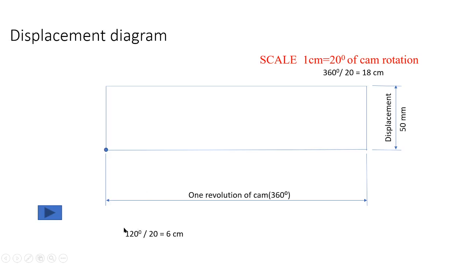In this problem, outstroke is equal to 120 degrees. You convert this 120 degrees into linear distance by using the scale. 120 divided by 20 is equal to 6 centimeters. So from the starting point, measure 6 centimeters. This line segment AS represents the outstroke, that is theta naught is equal to 120 degrees.